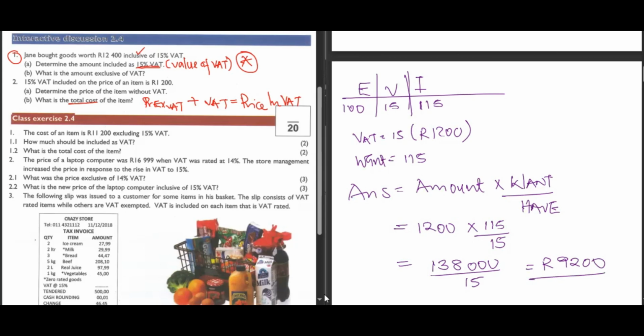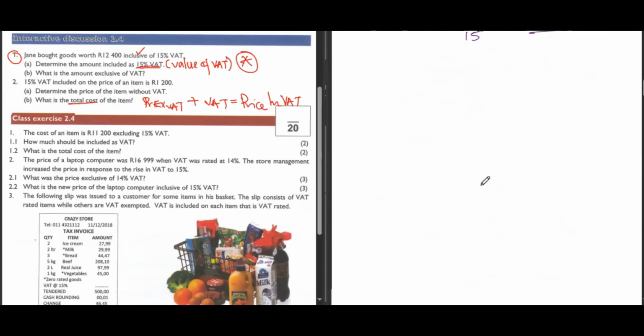Or another person would have done this. Another person would have taken the price exclusive of VAT, and the person would only add what? VAT. So the price exclusive of VAT, we saw it was 8,000, and we have the VAT already as 1,200. When you add the two, you end up having 9,200. This is the answer. All right, let's continue. Now we go to the exercise.